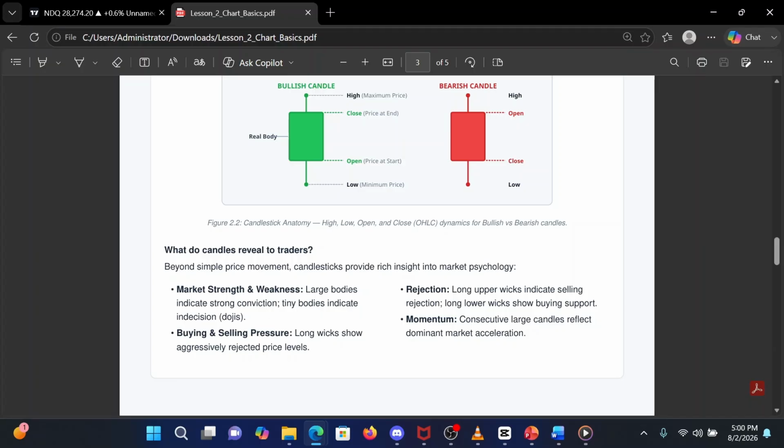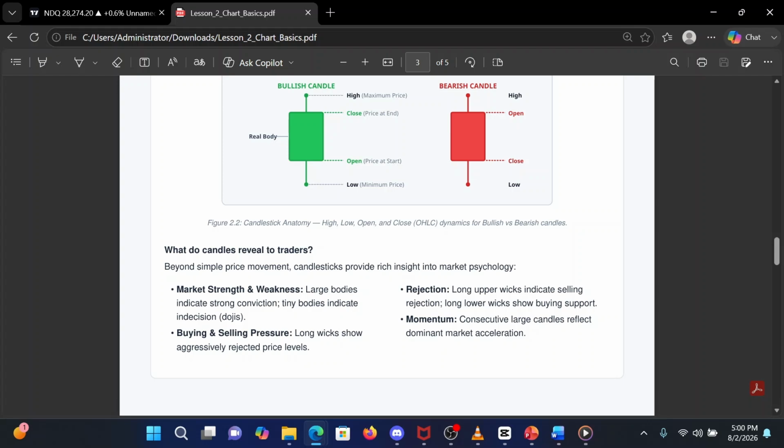And then we have the selling pressure or the buying pressure when you see the strong wicks. When you refer to our previous lesson, the hammers and the spinning tops or the pin bars, all those show rejection and pressure in the market. The long upper wick indicates selling rejection. Long lower wicks show buying support. So we shall look at this later on the charts.